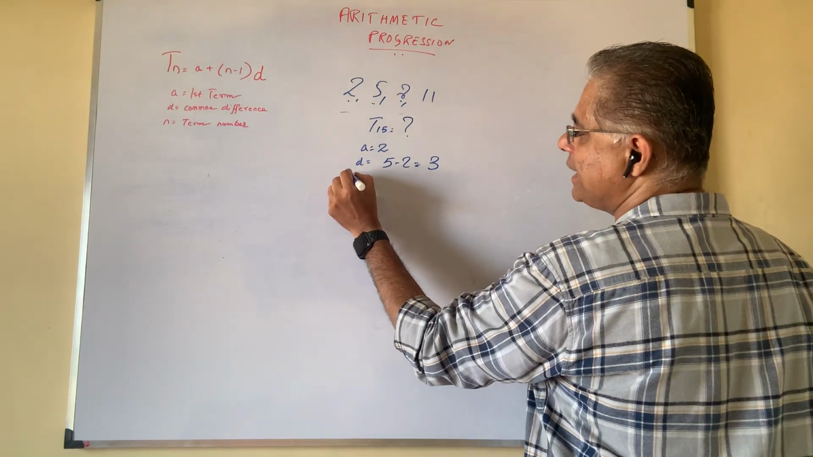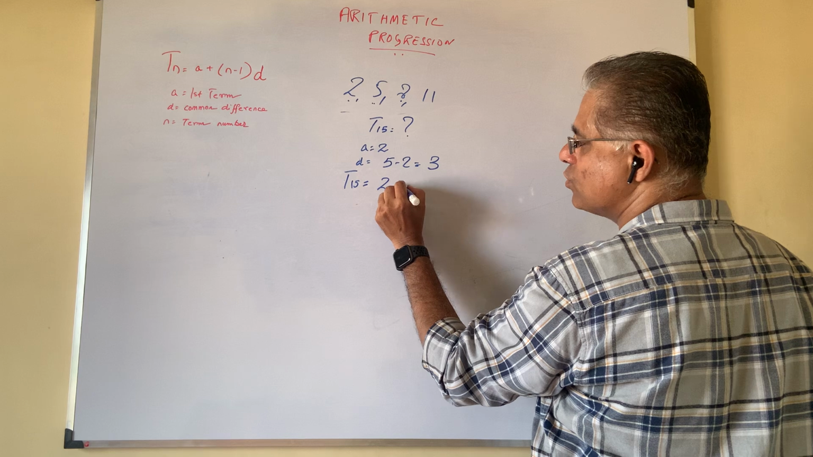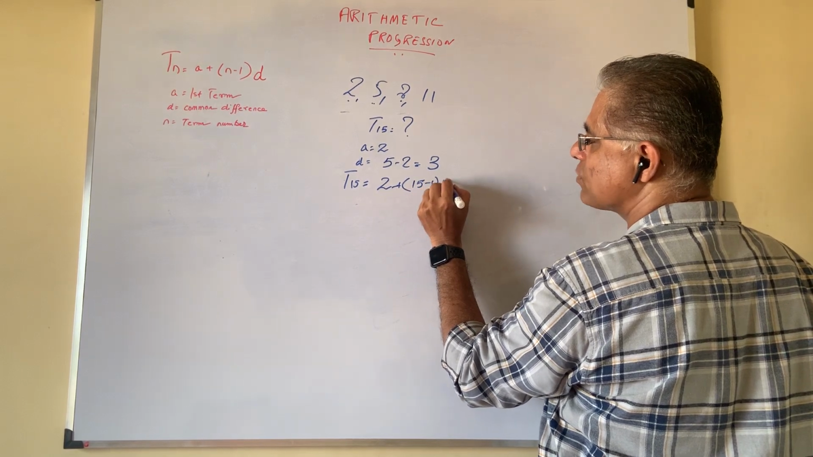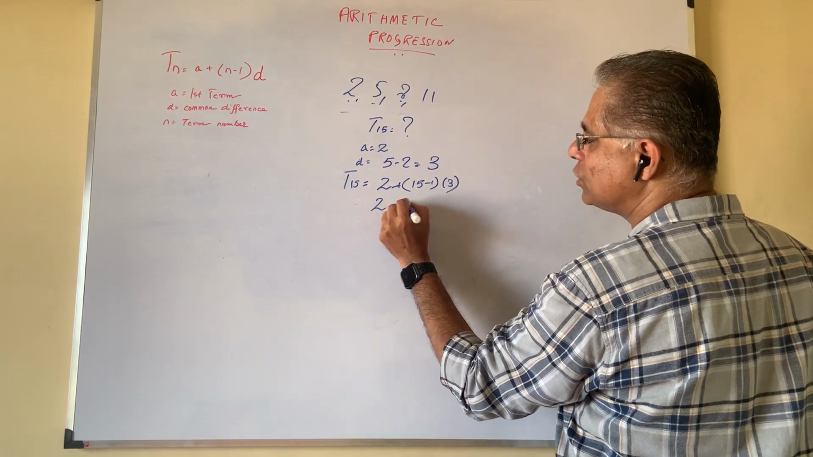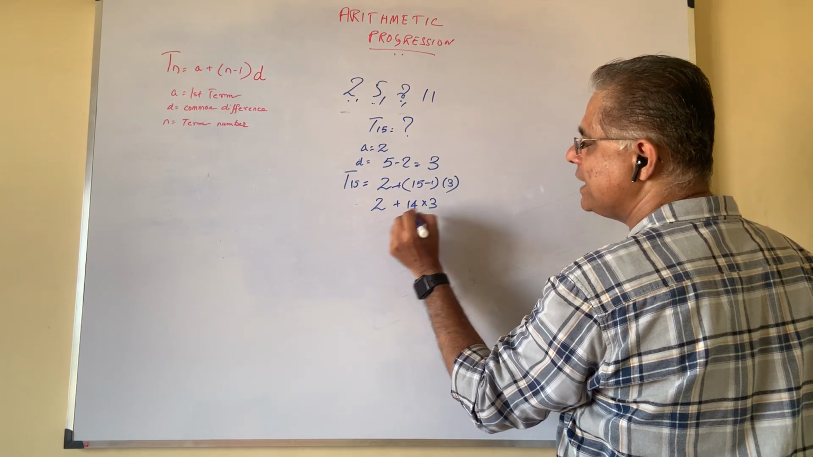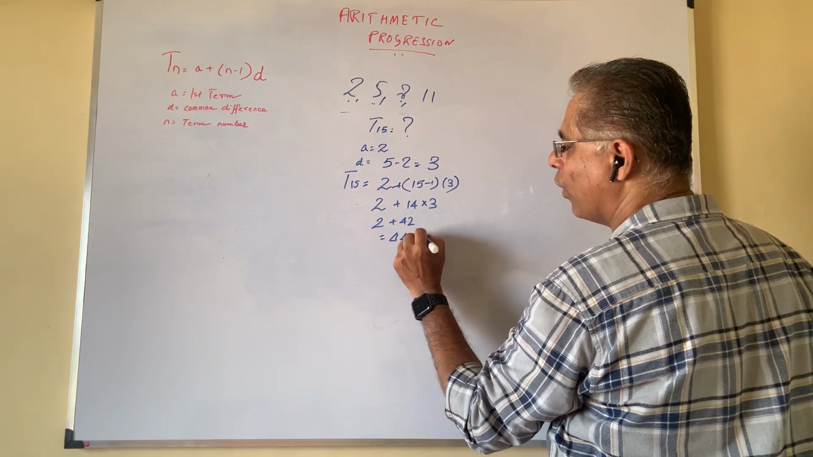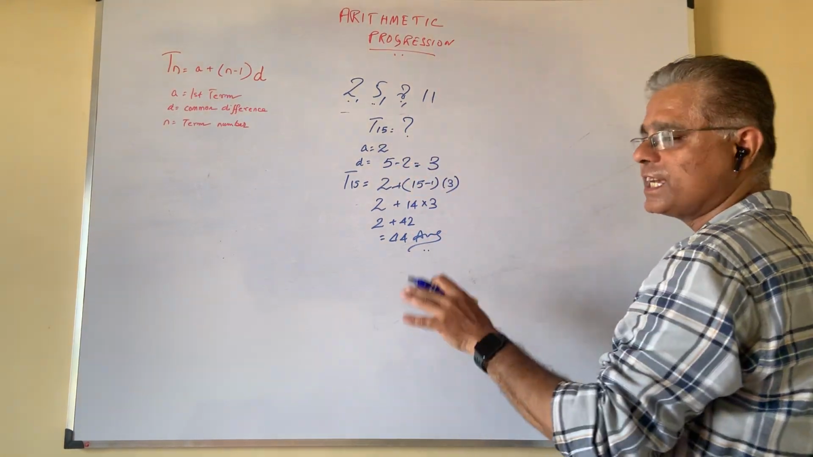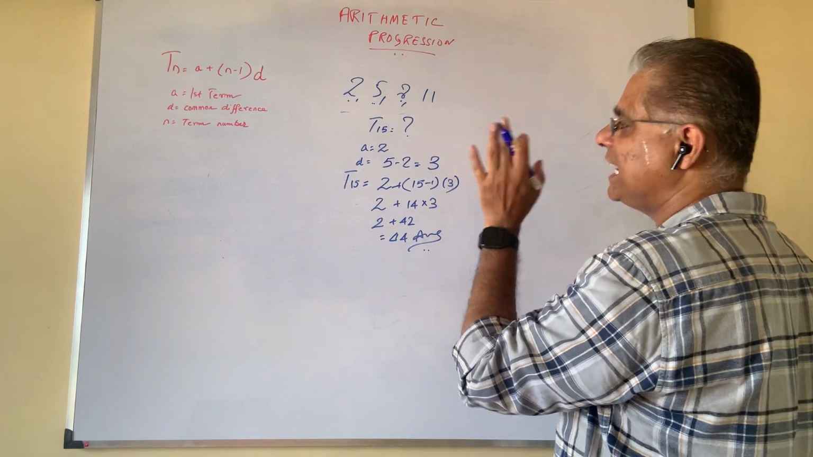I have to find T15. So I say T15 is equal to A, which is 2, plus (n minus 1) into D. N is 15 minus 1 into 3, because the common difference is 3. Using the BODMAS rule, 2 plus 14 into 3. So it's 2 plus 42, and the answer is 44. If you solve it this way, you'll get a perfect answer. This is a very, very basic question of AP. You get these types of questions in basically section A.